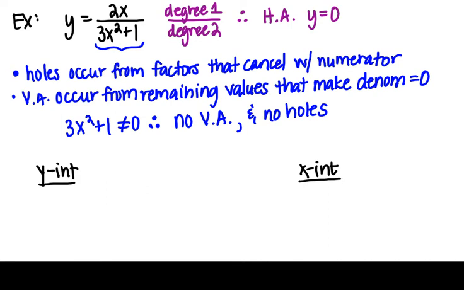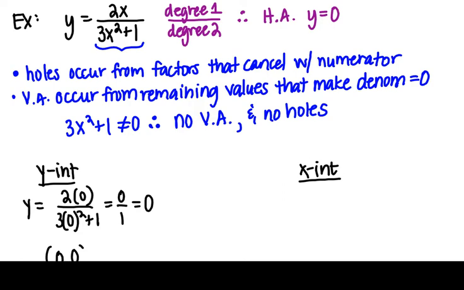And then we'll see if we cross that horizontal asymptote of y equals 0. So the y-intercept is the value of y when x is 0. So 2 times 0 over 3 times 0 squared plus 1. So that's 0 over 1, which is 0. So the y-intercept is (0, 0).